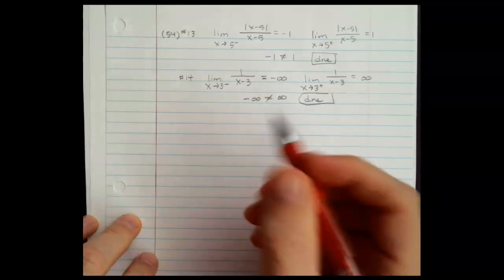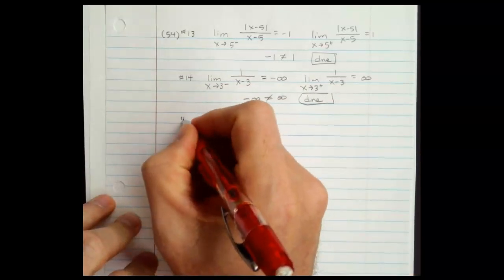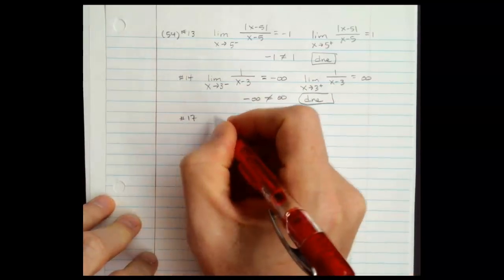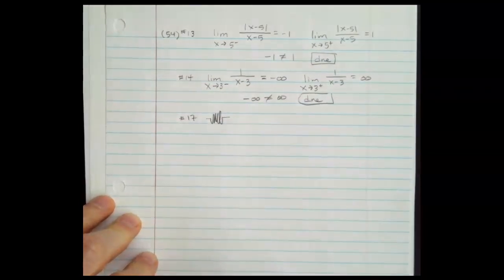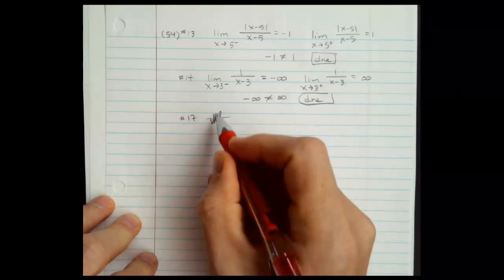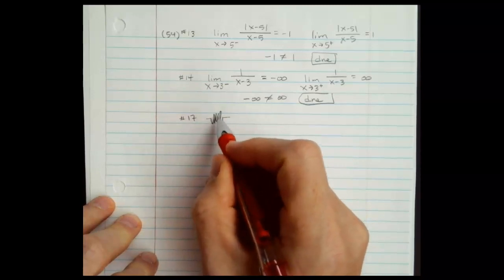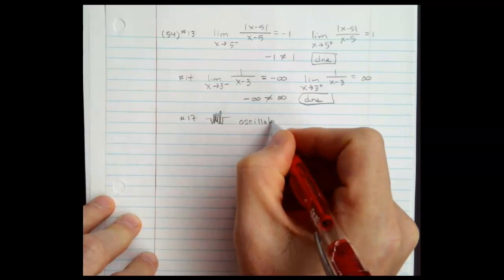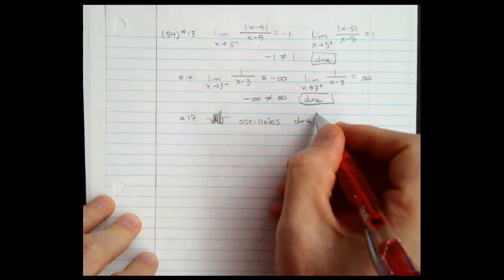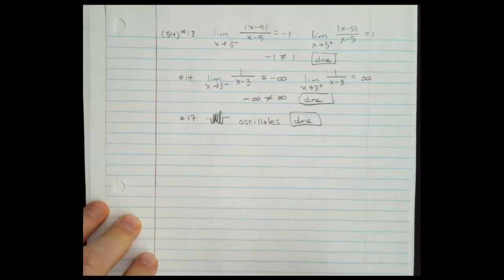And then number 17, what I would have liked to have seen was that you had it oscillating. So maybe, I don't know what the graph looked like exactly, but something like that. And it just keeps going back and forth. And if you try to zoom in, it just keeps going back and forth. So the reason it does not exist is because it oscillates.